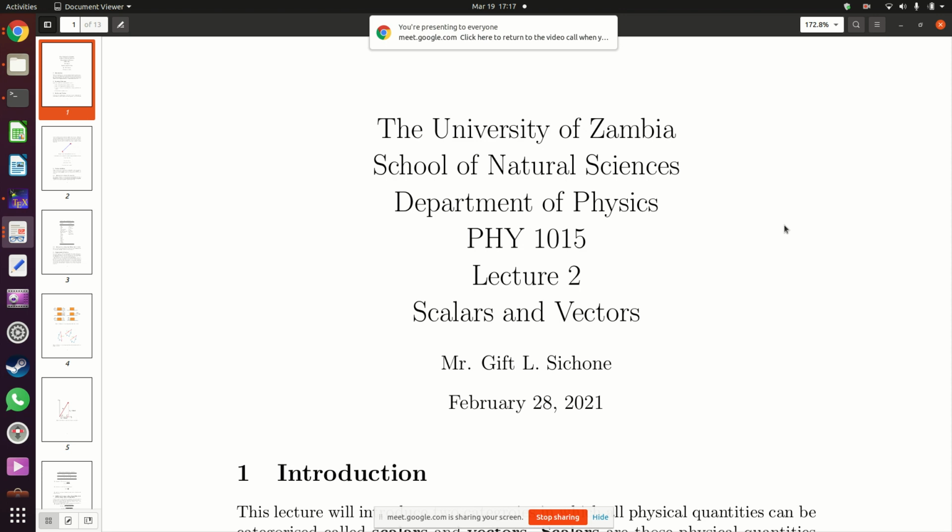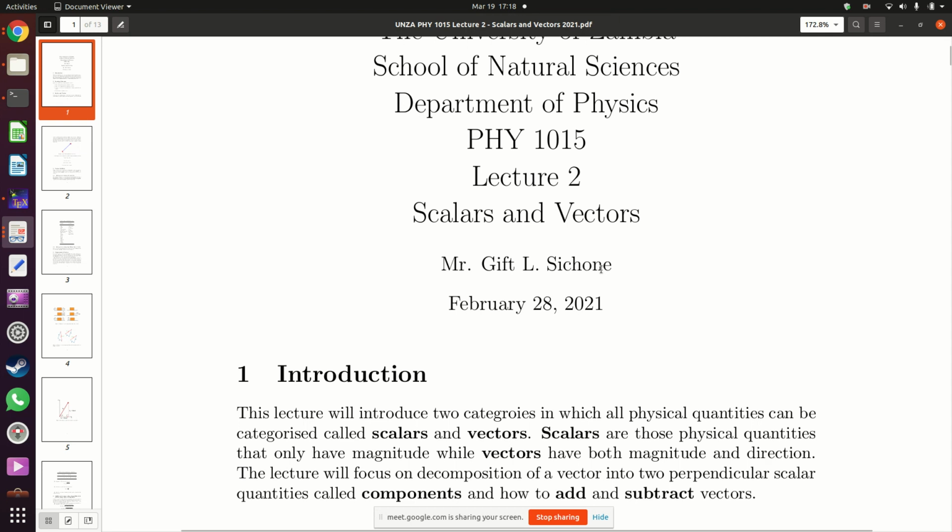So we're going to see what vectors are and what scalars are. And then later on, as this lecture proceeds, we are going to see that when it comes to vectors, direction is very, very important. So if we want to add vectors, there is a way in which that is done, and you're going to see how we can effectively add vectors using something called components. And I think next week we'll see what that is.